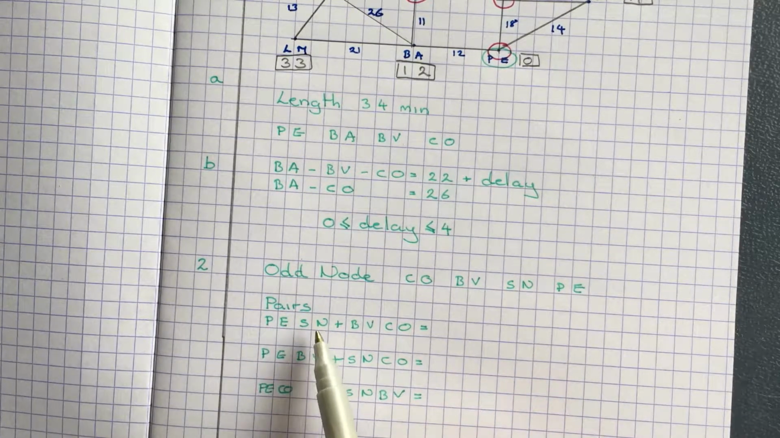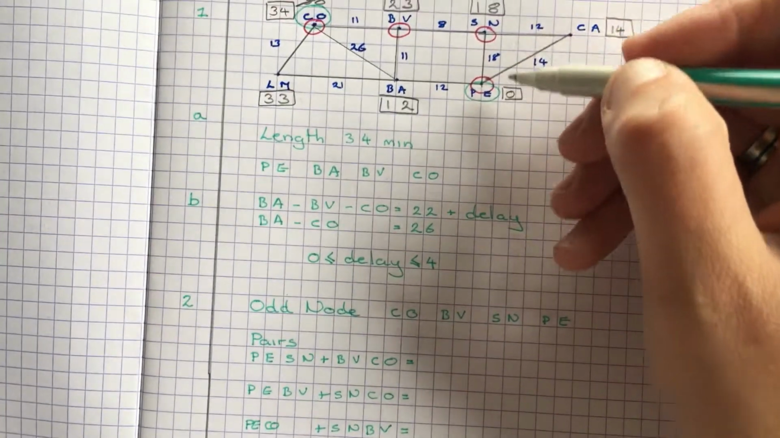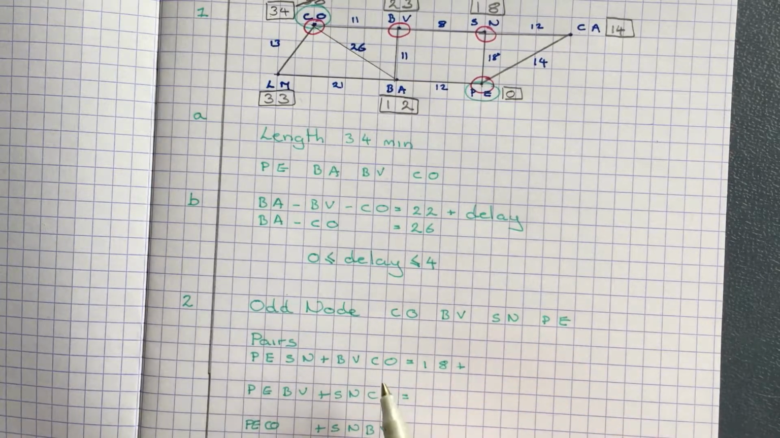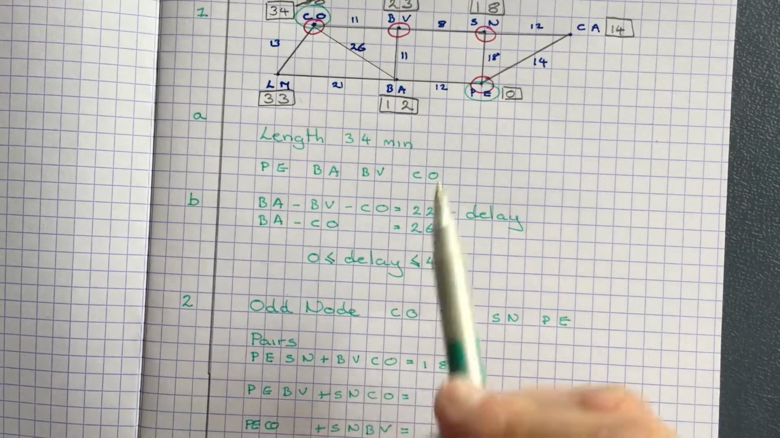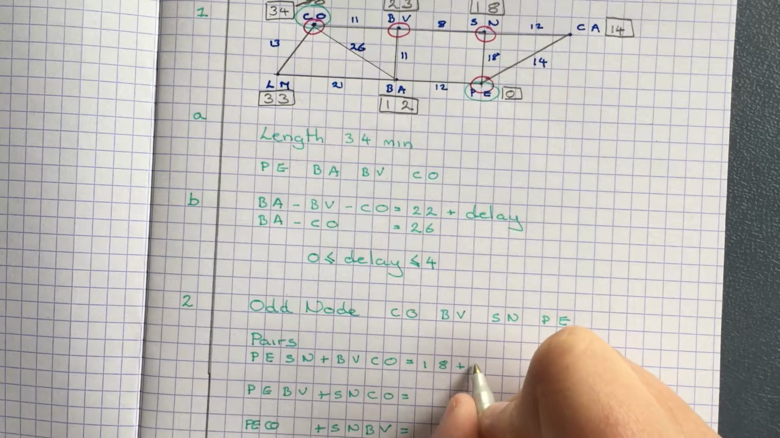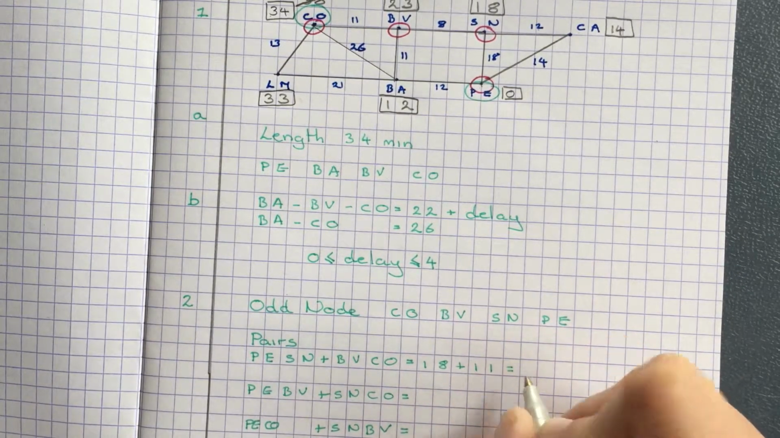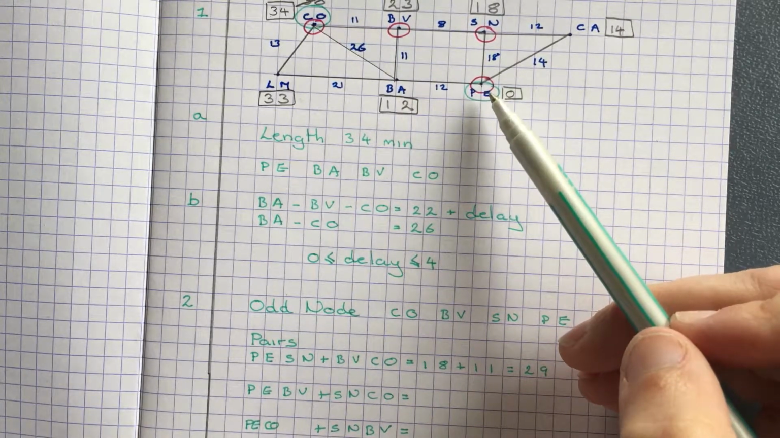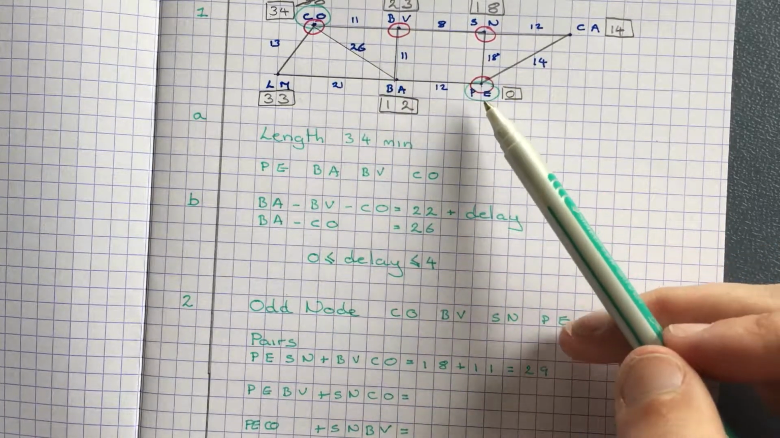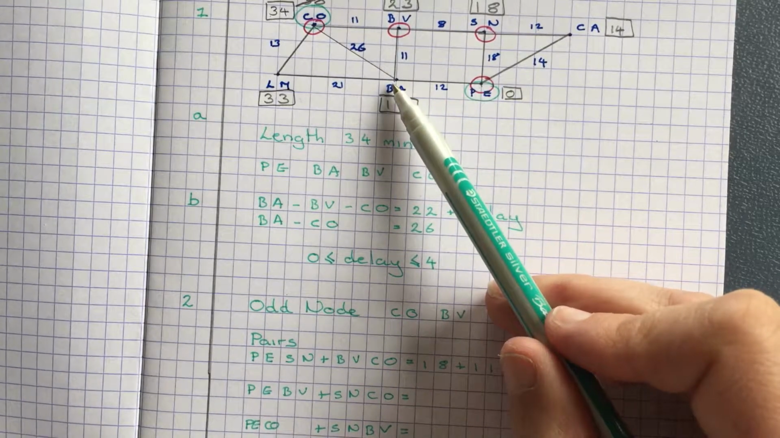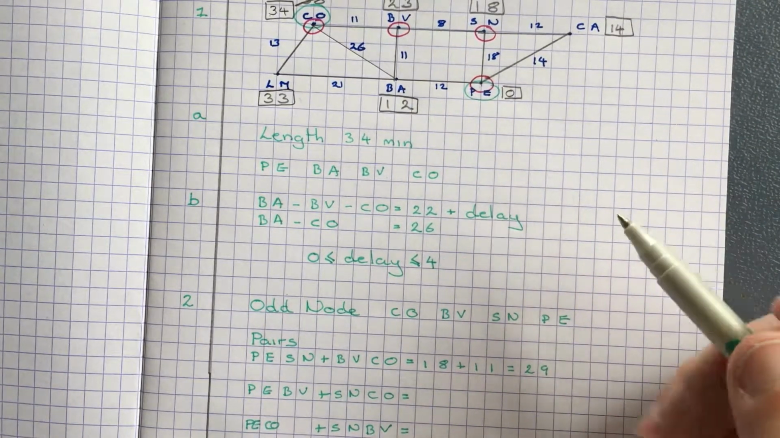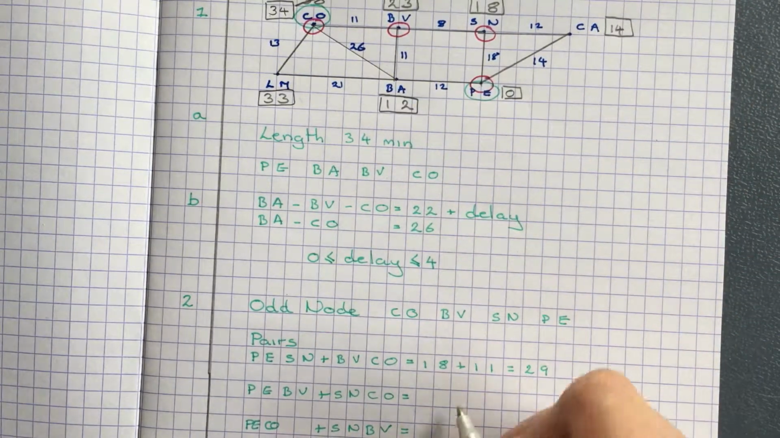So PE to SN, you've got on your diagram is going to be 18, and then BV to CO is 11, so that's going to give us 29. Then we've got PE to BV, so we could either do it with 12 and 11, or we could do it with 18 and 8. 12 and 11 is shorter, so we'll take that.